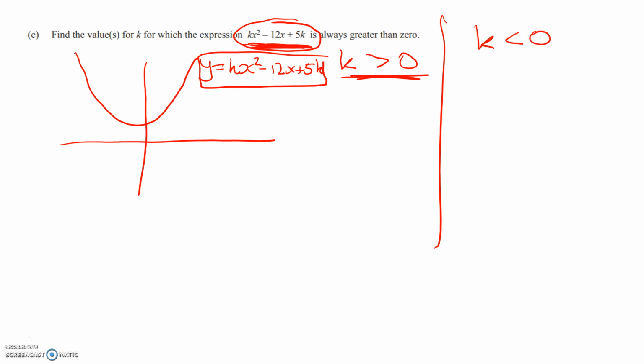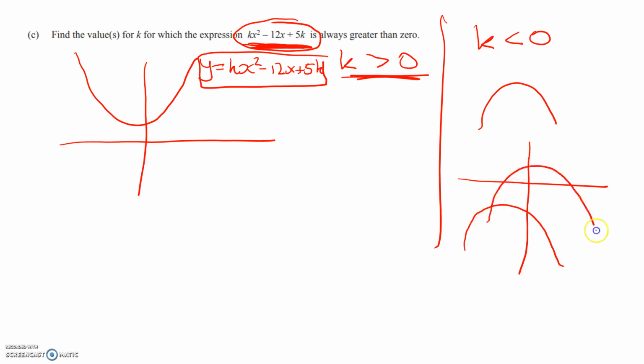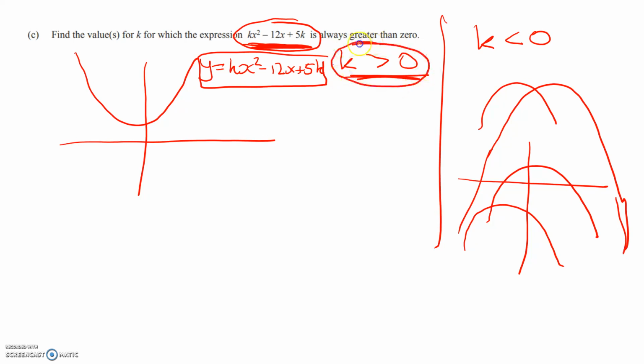So if k is negative, then this is an upside down parabola. Let's see if we can draw an upside down parabola that's always positive. If I draw down here, that's always negative. If I draw it here, that's got positive and negative. And if I try drawing it up here, eventually it's going to become negative. So what we should be able to satisfy ourselves of, pretty loosely, is that k has got to be positive. That's going to help when I get to the end of the problem.